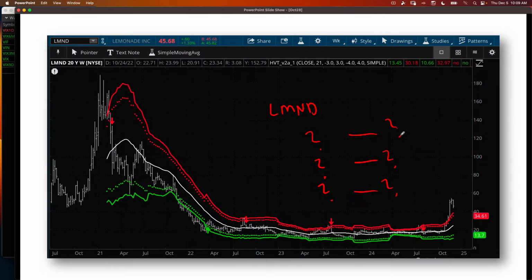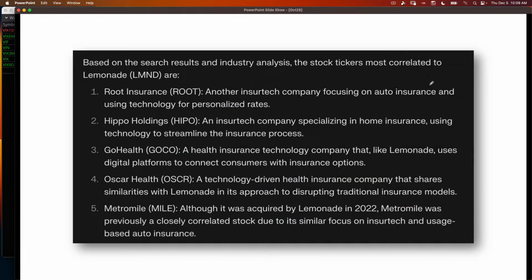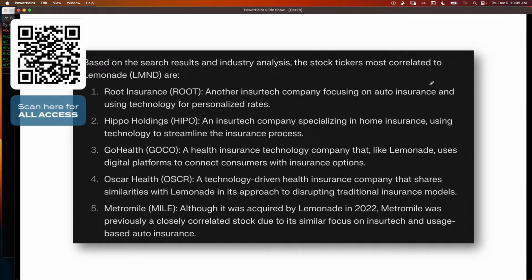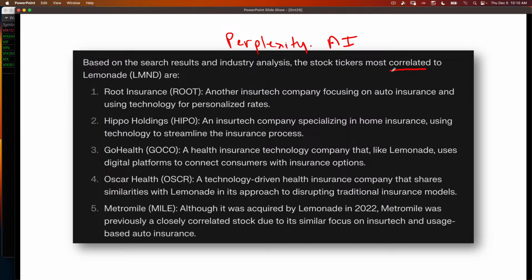How can you find correlated assets? What's a tool that people could use to find correlated assets? Well, you need to find a correlation tool. The correlation tool that I used, which is great, you could just use ChatGPT. What I used here is Perplexity. And all I did was say, hey, what names are most correlated to Lemonade in the public markets? What names should we be looking at?